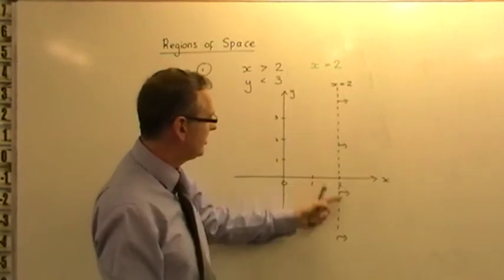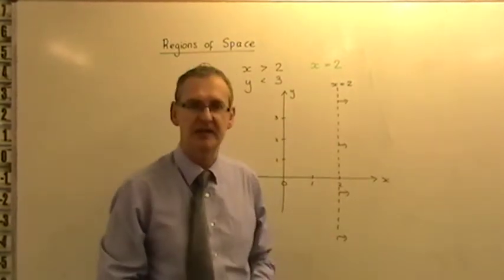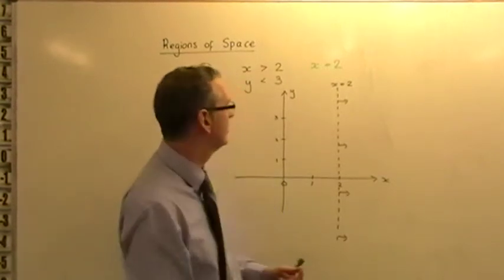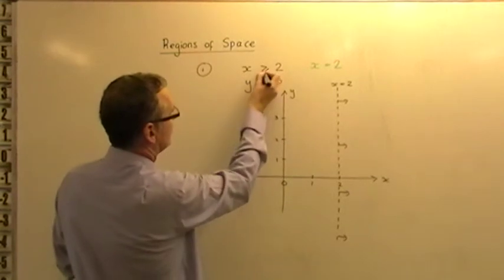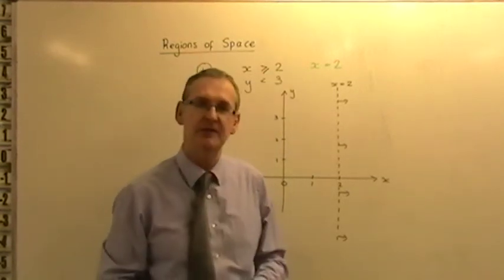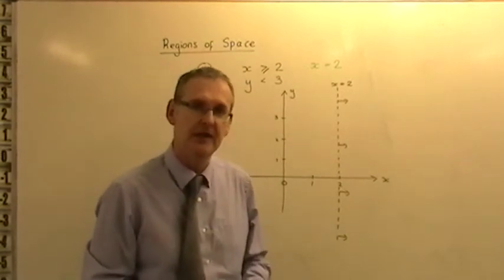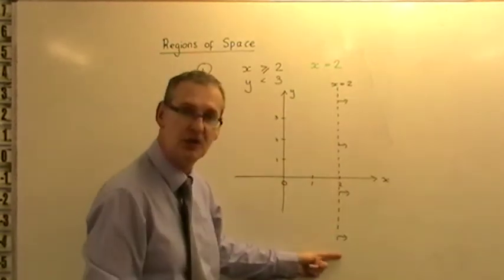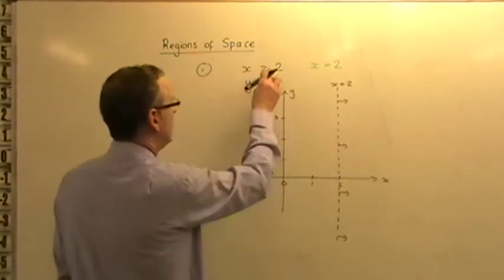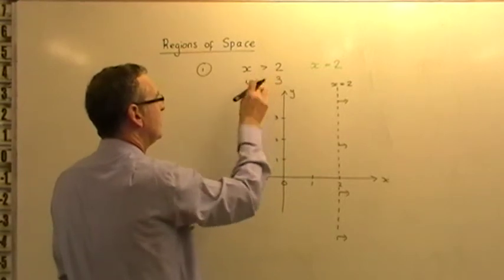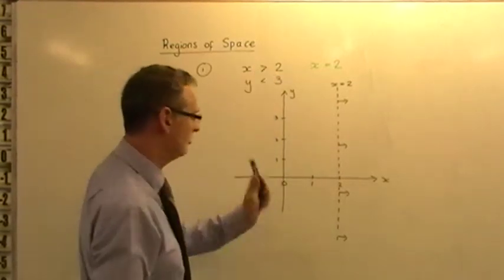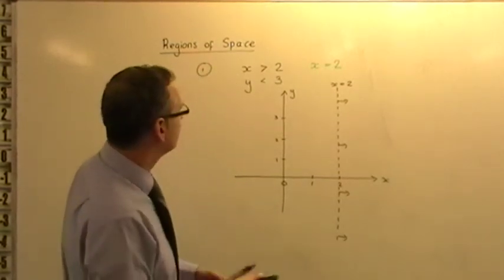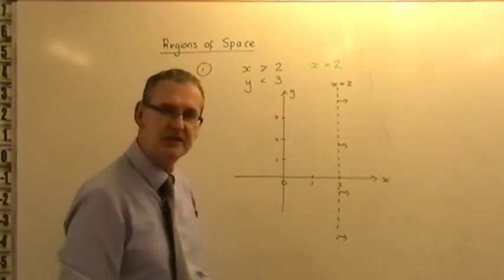And remember, it's dotted because we're not allowed to use the line itself. X cannot equal 2. If x was equal to 2, in other words, don't copy, just watch, if I put that equality symbol in there, that means it would be greater than or equal to. That means x equals 2, the boundary line itself would be okay, and I would draw that line in a solid line, not dotted. But that equality symbol wasn't there, so it's just x greater than 2, represented by that line there with arrows.